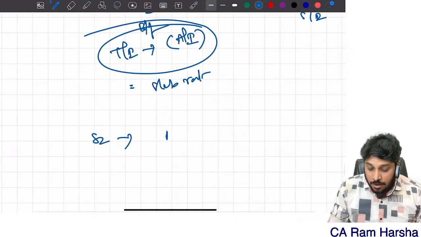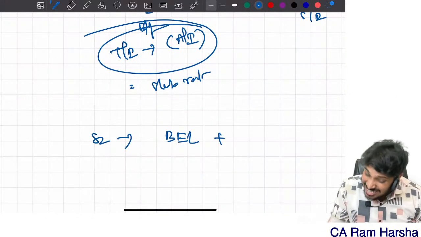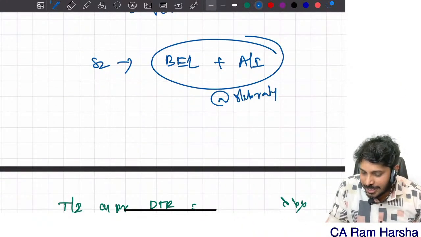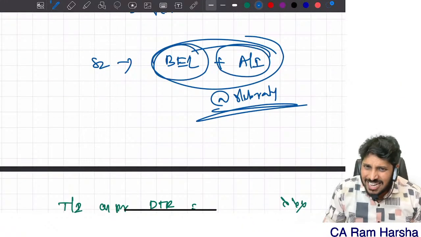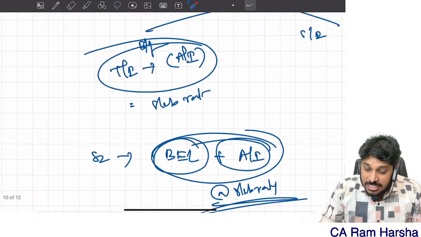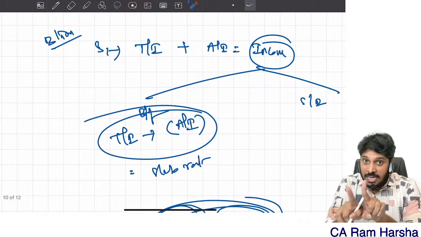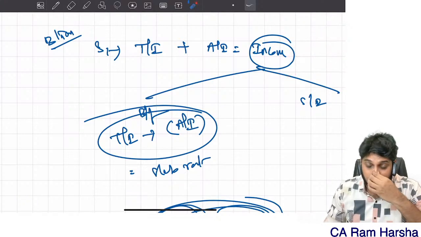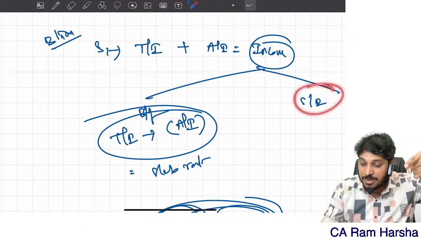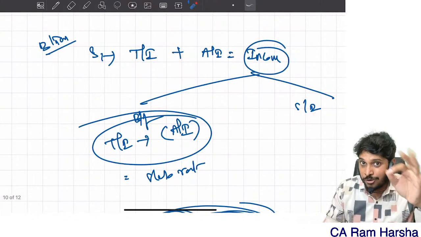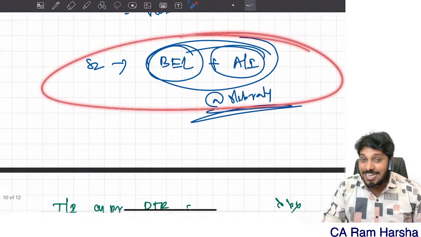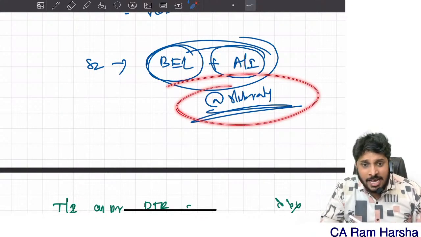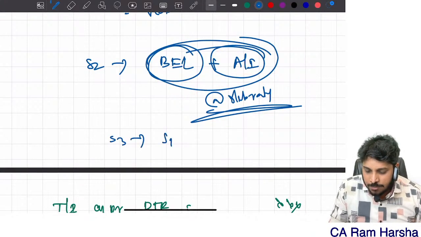Step 2: basic exemption limit plus agriculture income. On this directly apply slab rates. In step 1, total income plus agriculture income gives the revised income, but there you should not directly apply slab rates. That's wrong, because the total income of the assessee also contains special incomes. So be careful. Whereas in the second case, basic exemption plus agriculture, there are no special incomes, so directly apply slab rates. Then step 3: step 1 minus step 2.